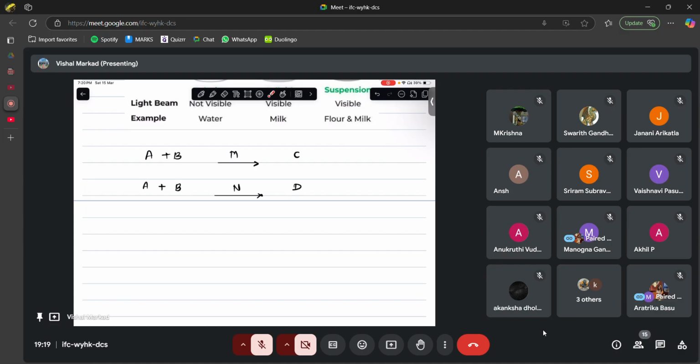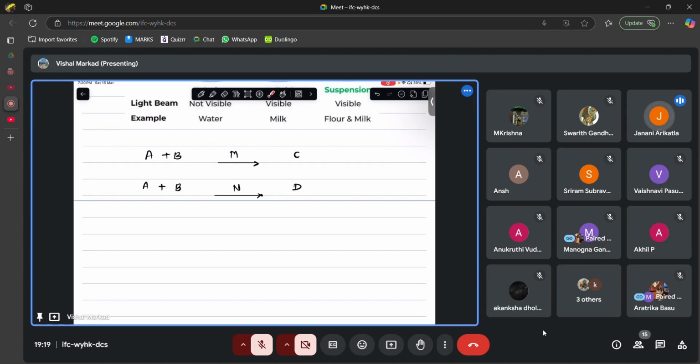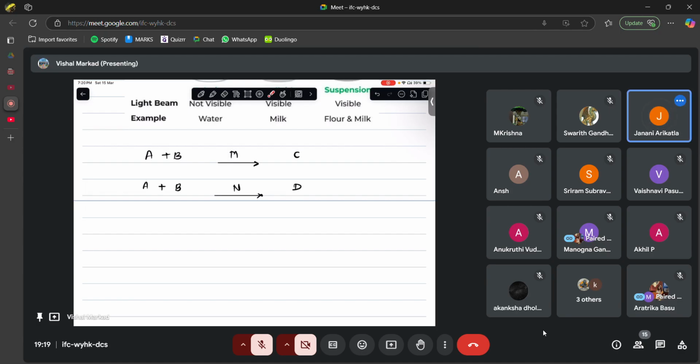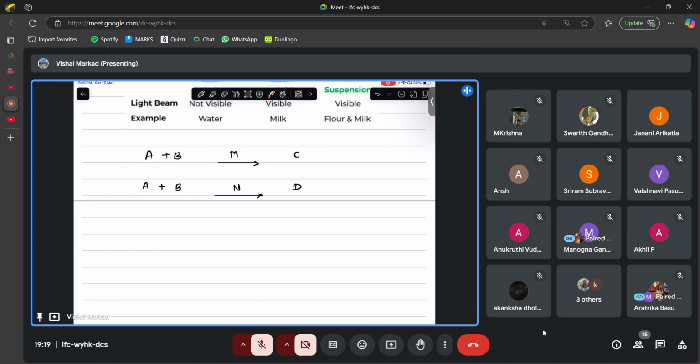Okay. Any other doubt? Are we going to learn suspensions also, sir? Suspension? No, we do not have that. We just have colloids. Okay, sir.